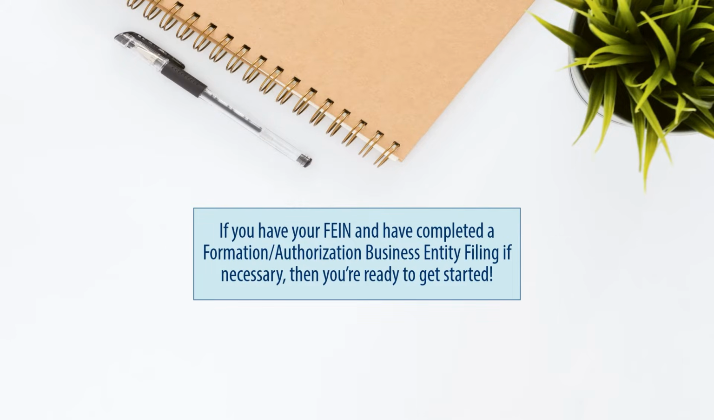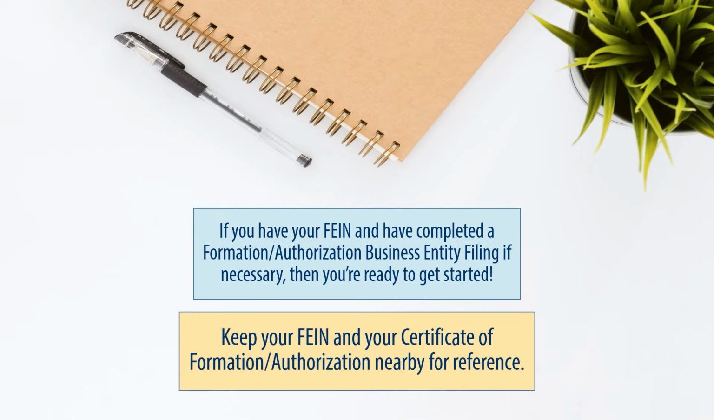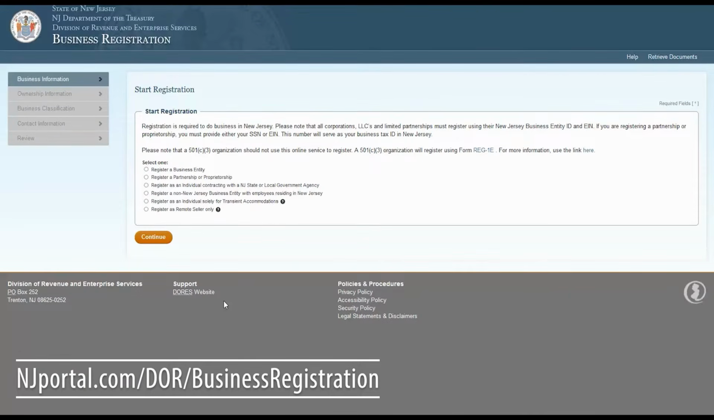If you have your FEIN from the IRS and have filed for Formation/Authorization if necessary, then you're ready to get started. You'll want to keep both your FEIN and your Certificate of Formation/Authorization nearby for reference. Great. I've got my FEIN and my certificate here next to me. What's the first step? Let's begin by going online.